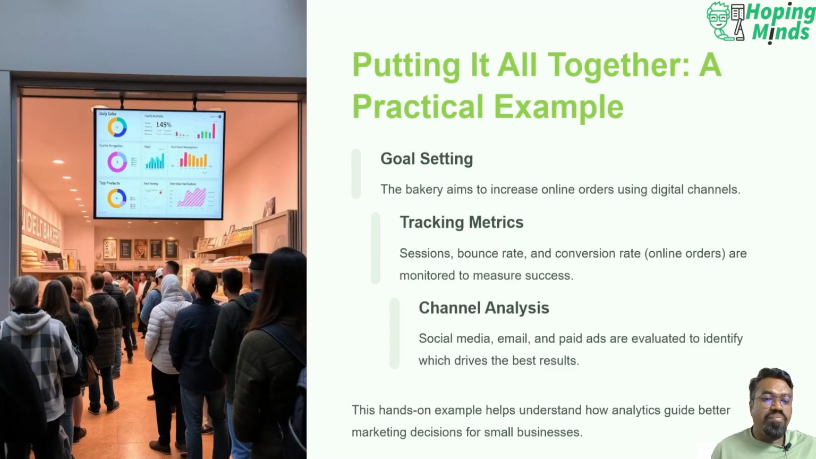So this hands-on example helps understand how analytics guide better marketing decisions for small businesses. So for any business, we need to make sure that we have all the analytic tools to track the user behavior, and accordingly we can track down the sales, like from where we are getting more sales and for which product customers are interested more, and then we can take precise decisions.